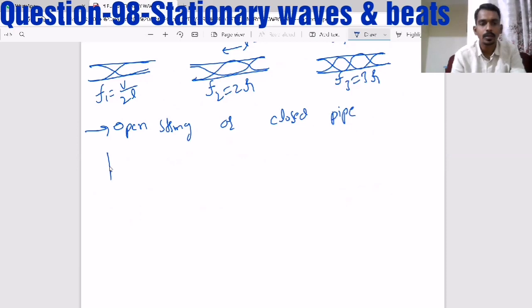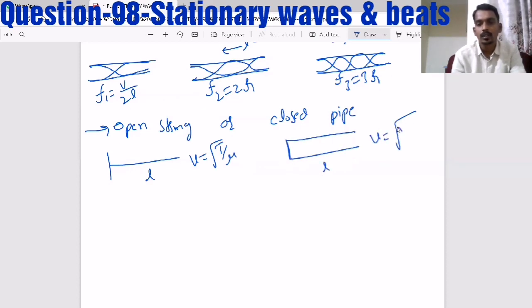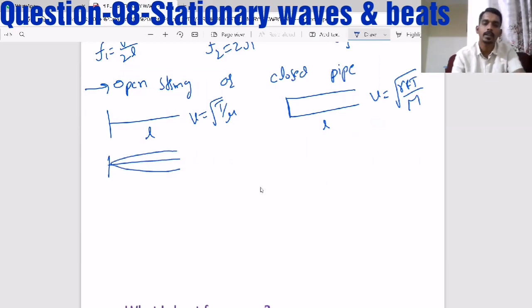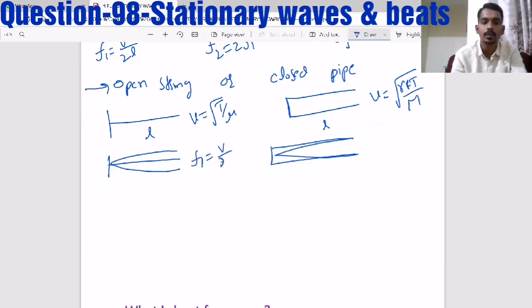See, when you consider an open string of length L, here V equals root T by mu. For a closed pipe of length L, here the speed equals under root gamma RT by M, but the formulas remain the same. See here comes the minimum: node at one end, antinode at the other end. And this is called the fundamental mode. Fundamental frequency will become V by 4L. So same here also.